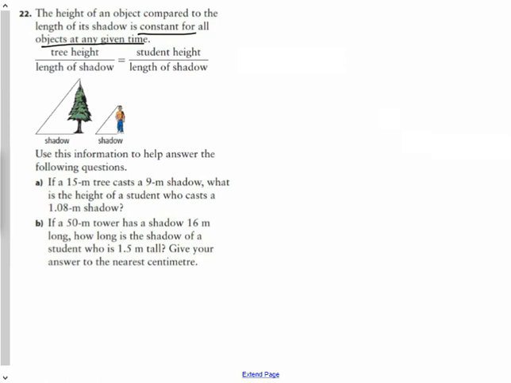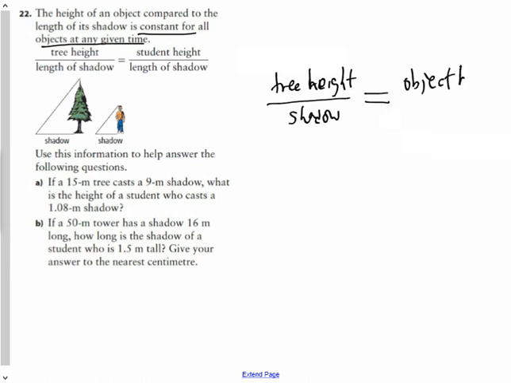So by using this idea, the ratio of a tree's height to the length of its shadow is proportional to any other object's height to its shadow. What that's saying is that for any two objects, the ratio of the object's height to its shadow will be proportional to any other object's height and its shadow.